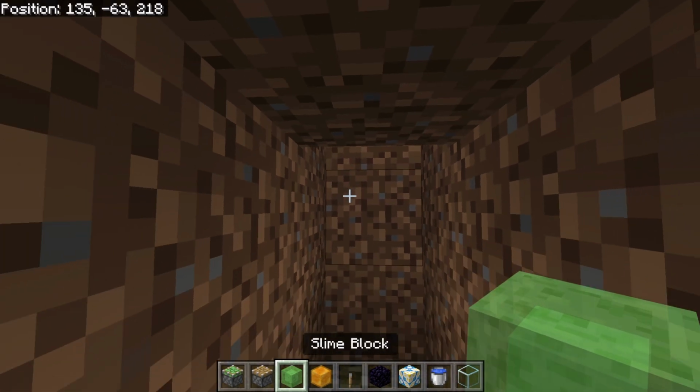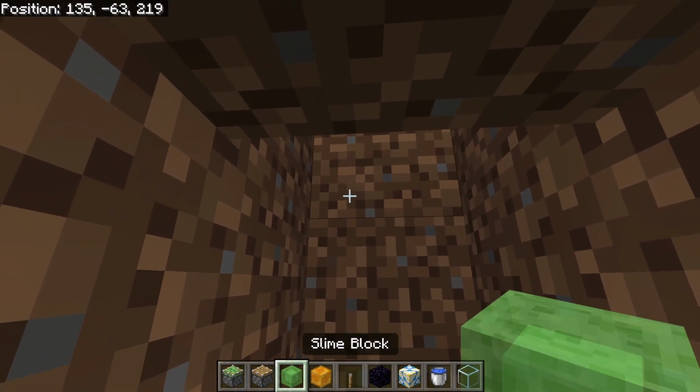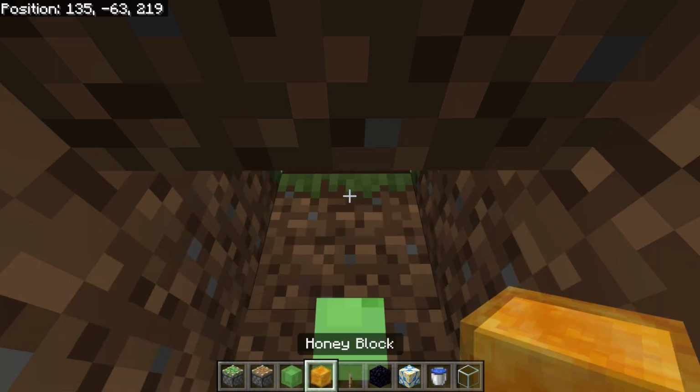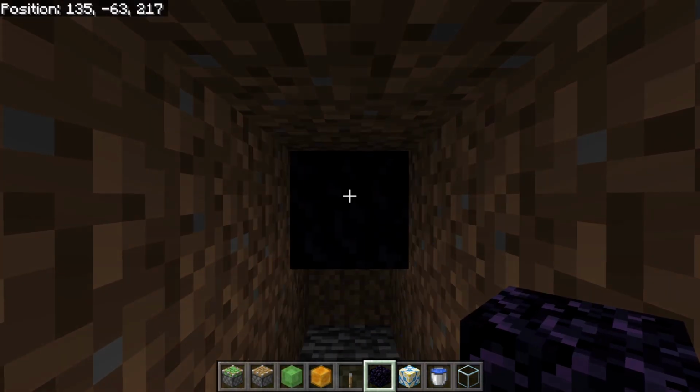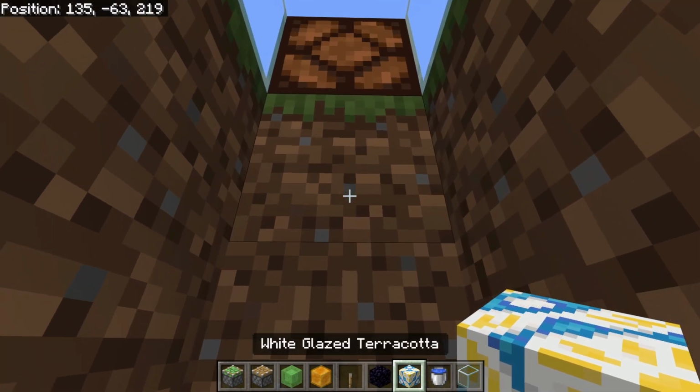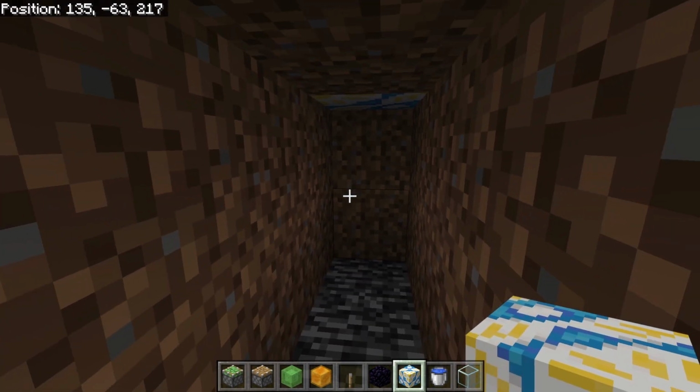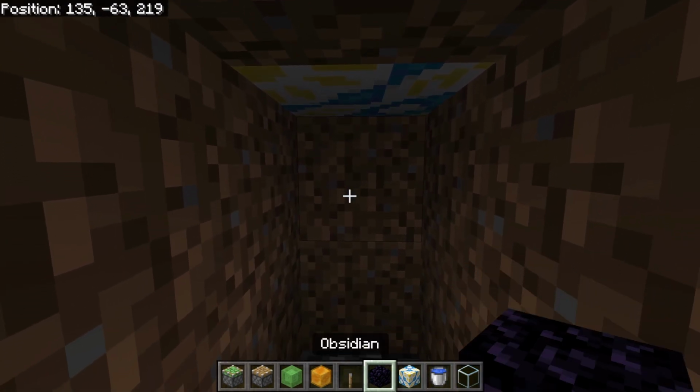Next, we have the slime block and the honey block. Both of these are going to let light through. And the same thing goes for the honey block as well. However, if I place a piece of obsidian here, you're going to see it's going to get substantially darker. And last but not least, we have the glazed terracotta, which is a solid block, and that's going to block out all of the light, just like the obsidian.